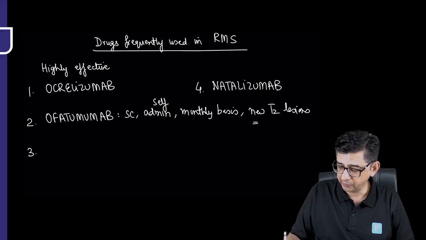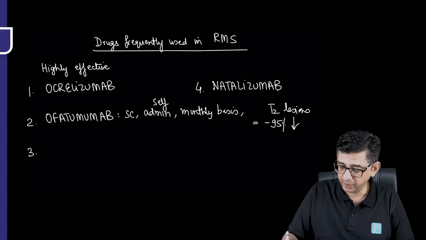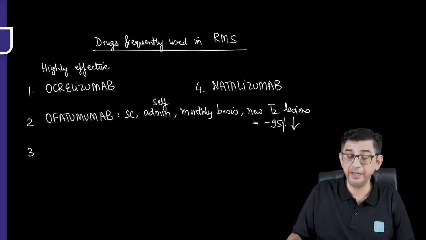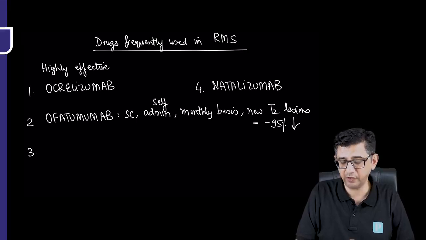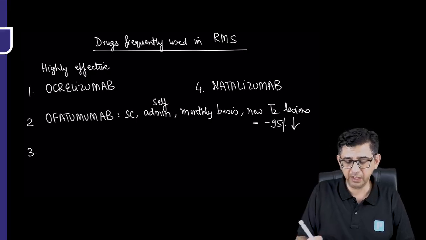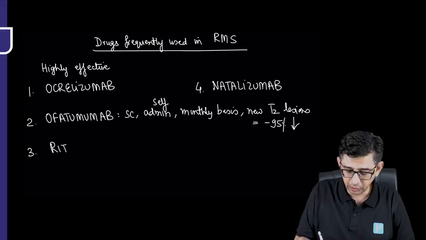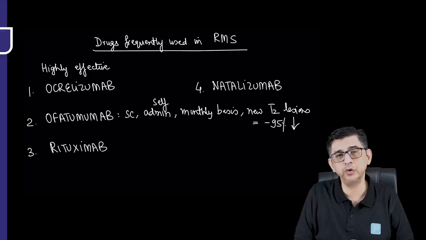Then Harrison has given a table in which he has mentioned that the new T2 lesions developing in a case can be prevented or reduced by as much as 95% by the usage of these self-administered subcutaneous monthly injections of ofatumumab. As far as the mechanism of action of these drugs is concerned, it is uniformly anti-CD20 molecules. And the third one here is obviously the one which we study in hematology also, that is rituximab.